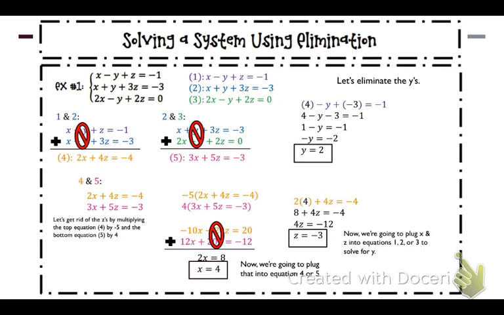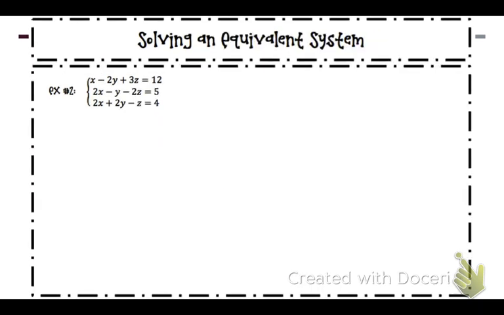I have my 3 points. Now I just have to write them as an ordered pair. So that's 4, 2, negative 3. And we're all done there. Cool? Let's do one more example.